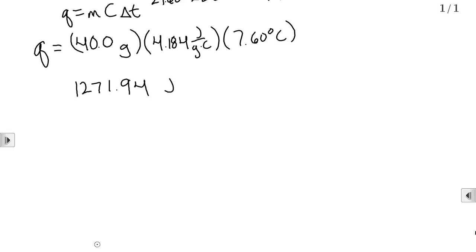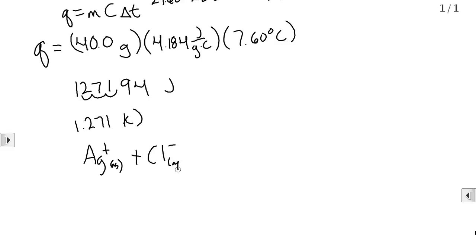in kilojoules per mole. So if I want to make this kilojoules, 1, 2, 3, 1.271. That's good. Kilojoules. Now, how many moles of silver chloride were made, right? Here's where my net equation comes in. Silver plus chloride gives me silver chloride solid.